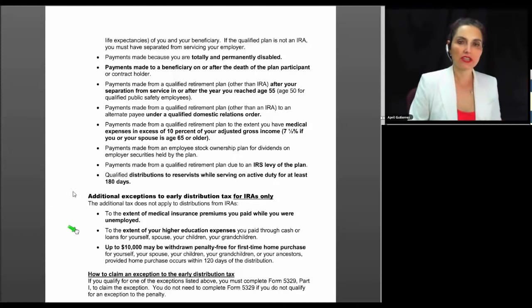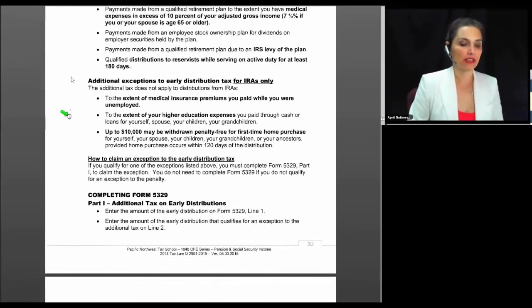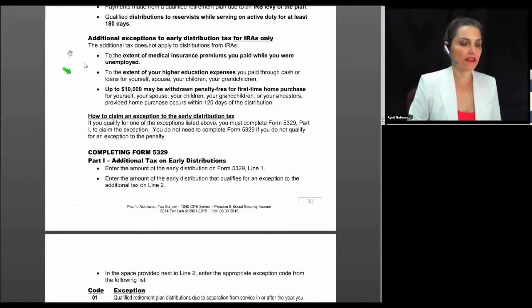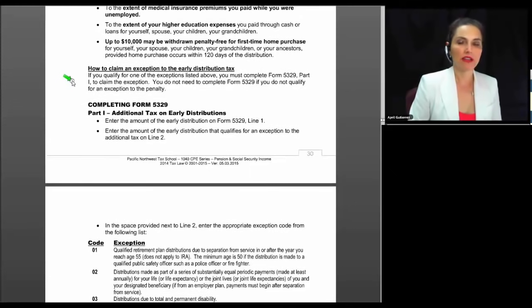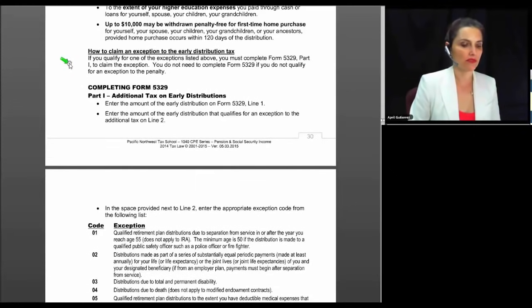We have additional exceptions that apply only to IRAs. And they include to the extent of medical insurance premiums you paid while you were unemployed, to the extent of your higher education expenses that you paid through cash, loans for yourself, spouse, your children, or grandchildren, or up to $10,000 can be withdrawn penalty-free for the first-time home purchase, so long as the home purchase occurs within 120 days of the distribution. So how do you claim an exception to this early distribution tax?